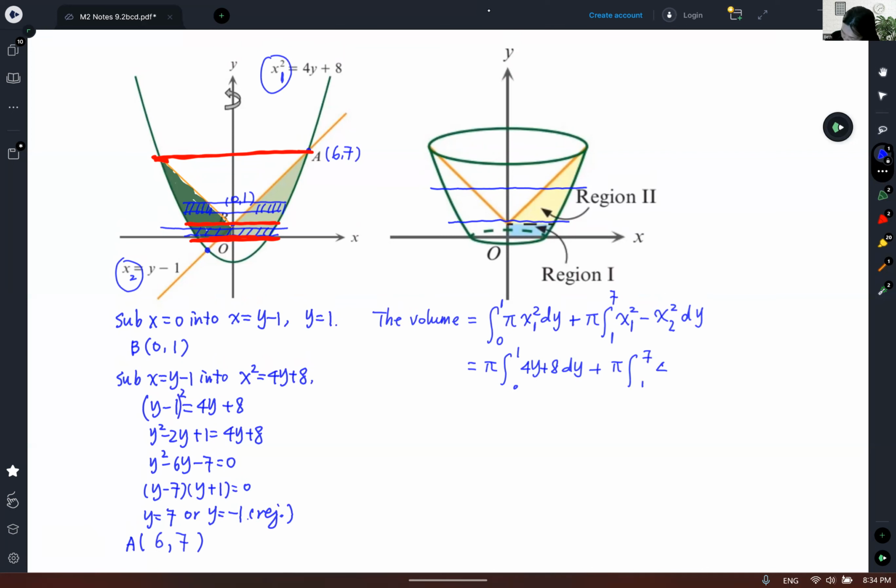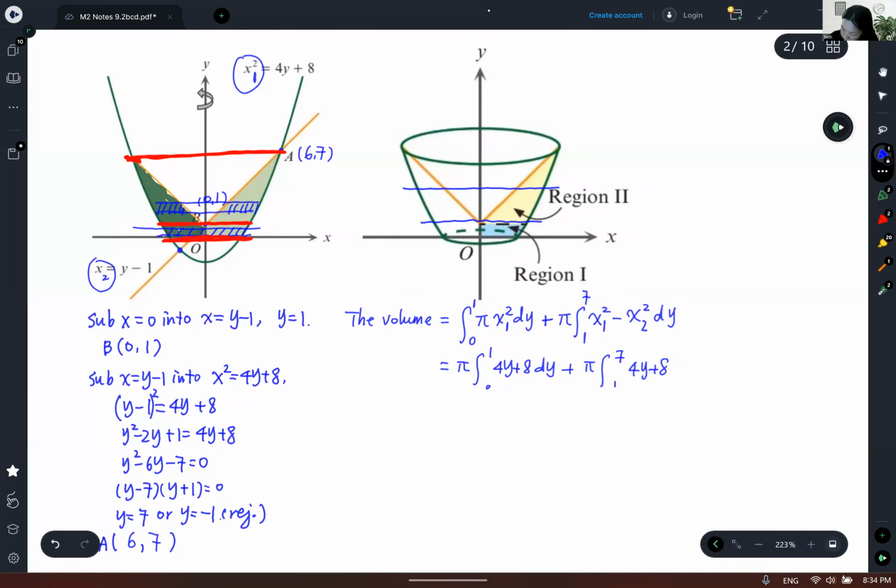This one is 4y plus 8. That's x1 squared. X2 squared is y minus 1 squared. So that's the correct integral. Now here, the x1 squared is already given in square terms, but this one is not a squared. The x2 is x2 itself, so you need to square it, and this one you don't.